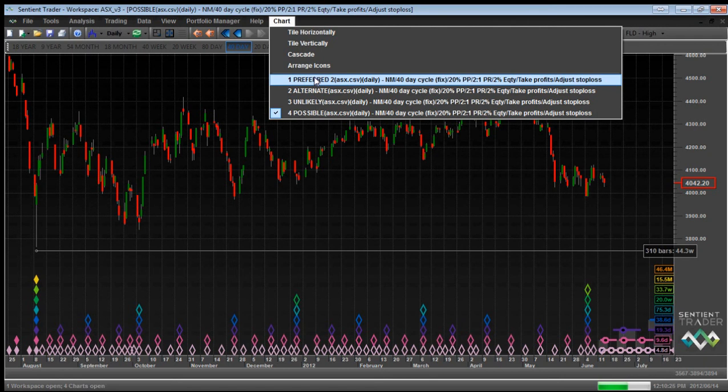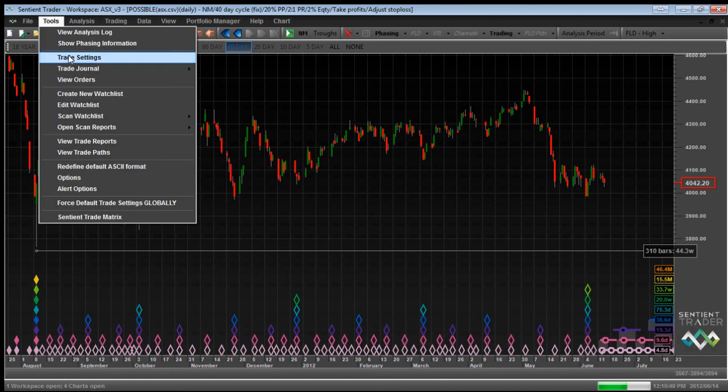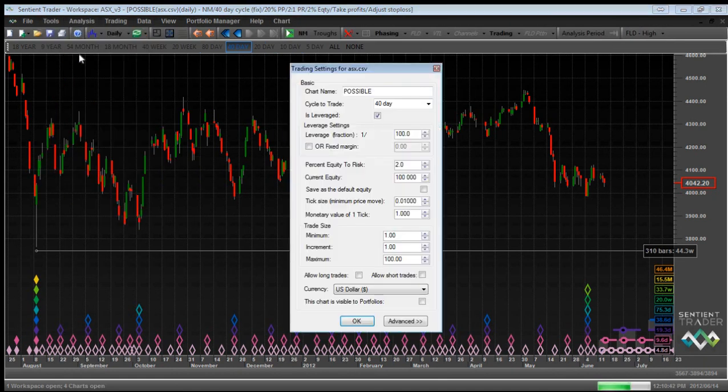I have a workspace, if it's an end of day workspace, dedicated to one instrument, and I will start off with one chart, and then I will bring up another chart. I will give them names according to how I feel about the analysis. Okay, just as a matter of interest, this is how I work. I go to Tools, Trading Settings, and under the chart name, you can see I name the analysis according to how I feel about the analysis.